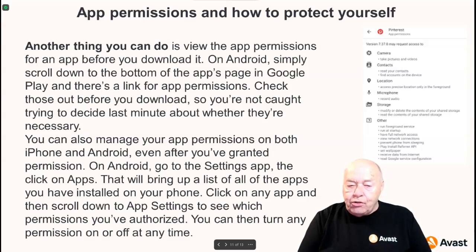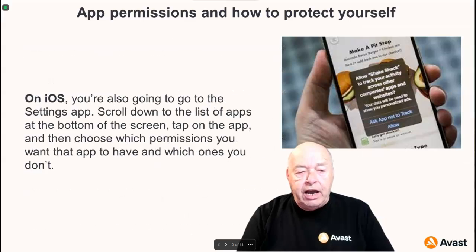On Android, go to the Settings app, then click on Apps. That will bring up a list of all of the apps you have installed on your phone. Click on any app and then scroll down to App Settings to see which permissions you've authorized. You can then turn any permission on or off at any time. On iOS, you're also going to go to the Settings app, scroll down to the list of apps at the bottom of the screen, tap on the app, and then choose which permissions you want that app to have and which ones you don't.